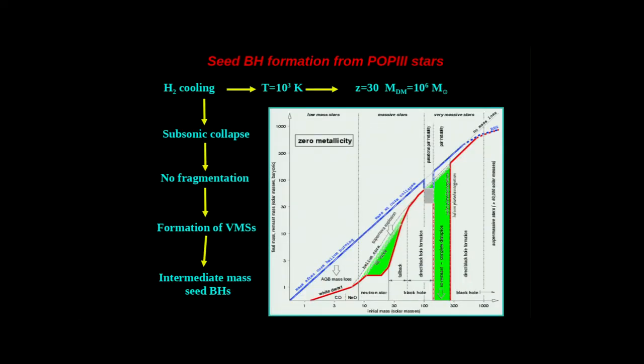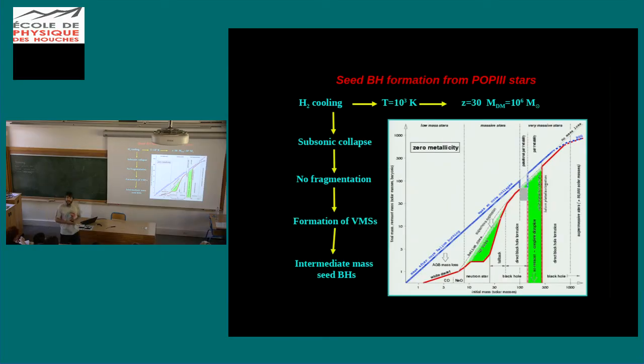So what objects do you form? Well, this depends on the nature of your cooling process. In case that you have H2, you have cooling at around 1000 Kelvin. It starts to happen at redshift 30 in dark matter halos of a million solar masses. So this cooling is very slow, okay, very slow. It means that it is in fact subsonic.